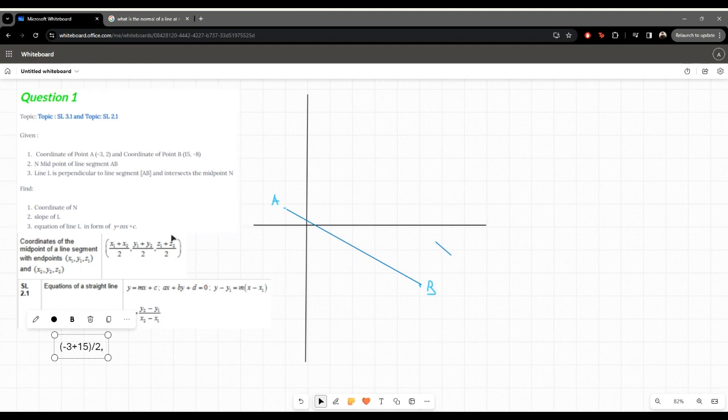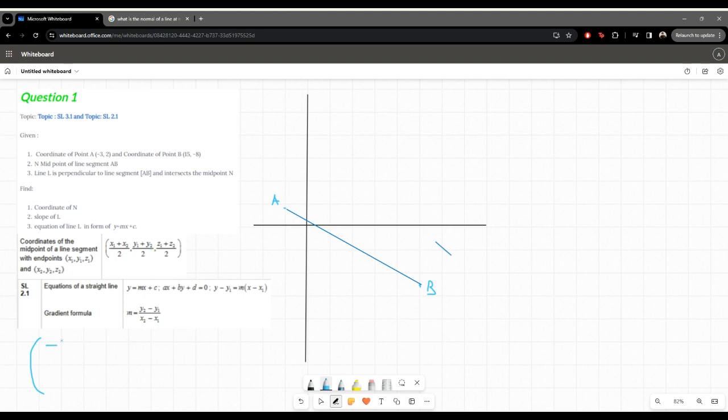So we're first asked to find the coordinate N, which is the midpoint of this line segment, and we can use the coordinate of the midpoint of a line segment equation, which is simply taking the average of each of our coordinates, respectively, x, y, and z. Here we only have two coordinates, though. So we begin by finding the midpoint of x and y by substituting our x values into the first part of the equation and our y values into the second part.